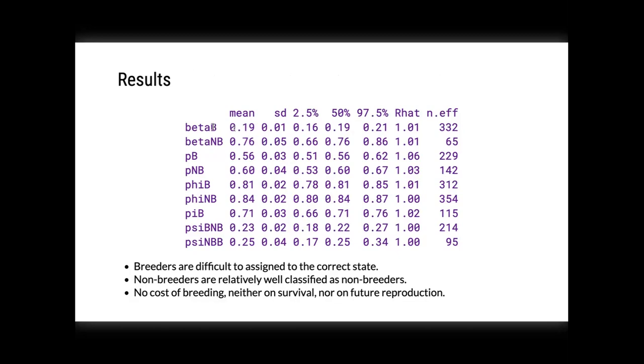And you can compare the estimates of the detection probabilities, the survival probabilities, and the transition probabilities to the estimates that Daniel got. They are not that different, but it might be that in terms of ecological inference, like the cost of breeding on survival or on reproducing, for example, might be affected by the fact that there is uncertainty in the state assignment. So if we can do it, it's better to do it.